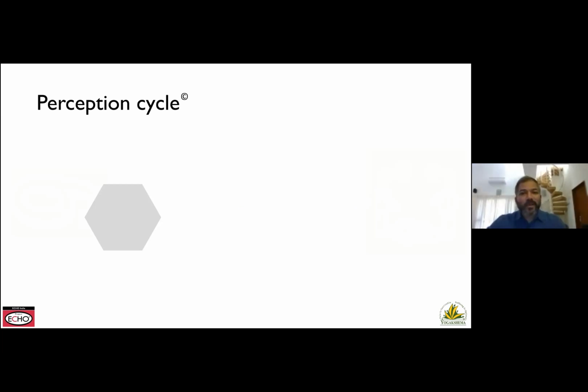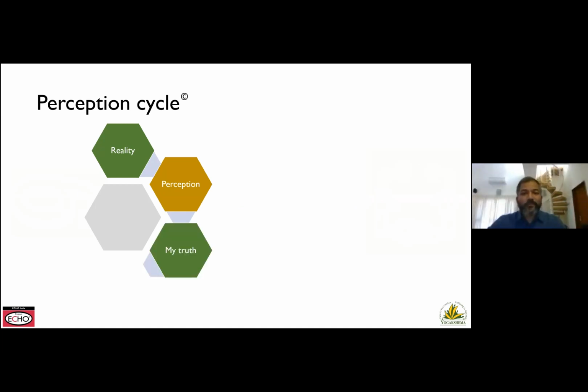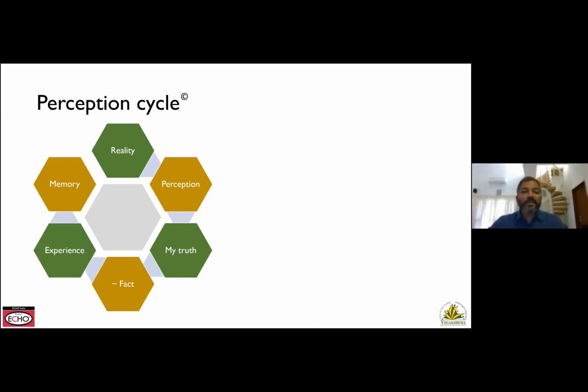The perception cycle works somewhat like this. First, there is a reality which is out there, and we perceive that reality with either our eyes, nose, ears, whatever, any of our sense organs. And that perception is my truth. I saw it in a certain way. All right? That is my truth. But somewhere we conflate it in our head and start thinking my truth is indeed the fact or the reality. Truth and fact are very different things. Truth is mine. A fact is out there, which is the reality. But we somewhere conflate it in our head and start thinking that my truth goes on to become a fact. And that fact becomes my experience, which I store in my memory. And the next time I see a reality, I see it exactly the same way.